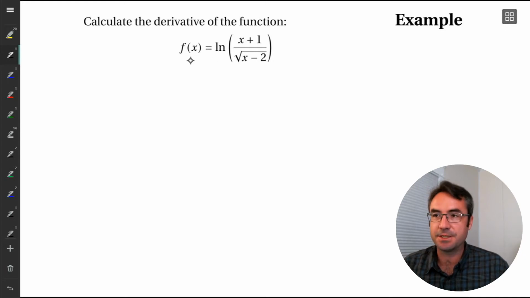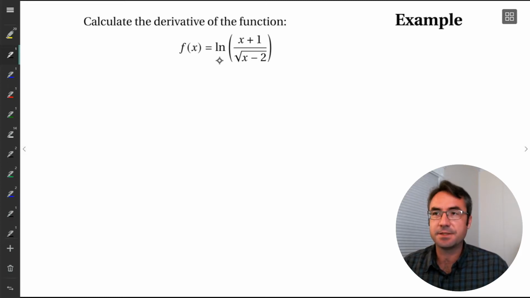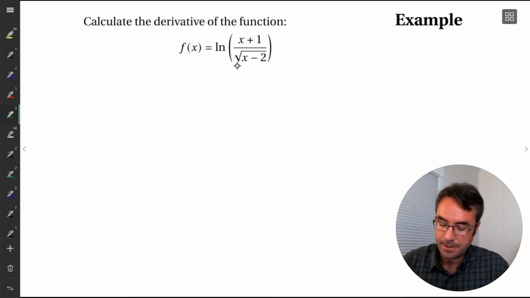So what's our function? It's f of x equal to the natural log of x plus 1 over the square root of x minus 2. And when we look at this function, whenever we're presented with a function to differentiate, you want to identify, well, what is the main operation? And so if we were going to differentiate, the first thing we would have to differentiate through is this natural log. So we see that this is actually a composition, and we would have to use chain rule.